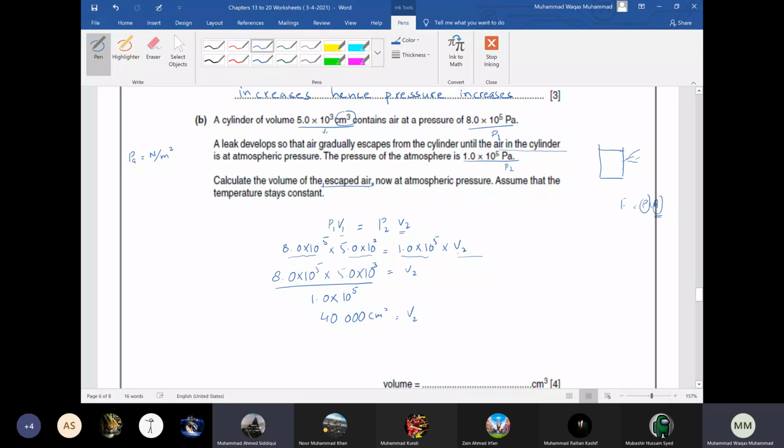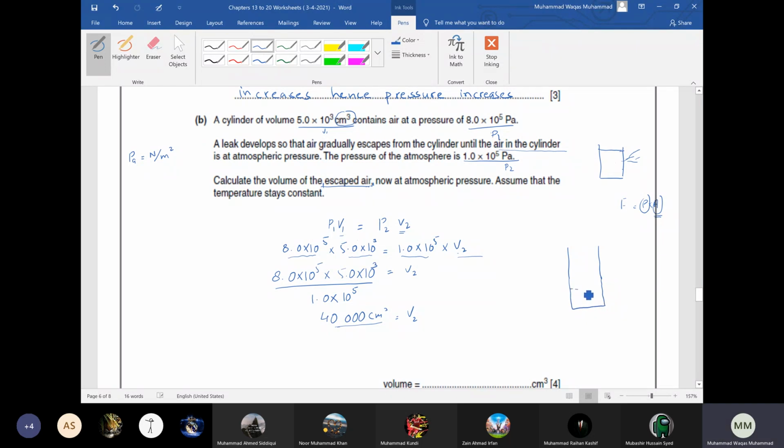So we have to find only the volume of the escaped air. And now beta, what will be the volume of the air left inside the cylinder? Sir, 40,000. No, beta, that is not it. Now you need to understand what this 40,000 means. Beta, this 40,000 means we have a cylinder. Please listen carefully. That cylinder contains a fixed mass of a gas, right?